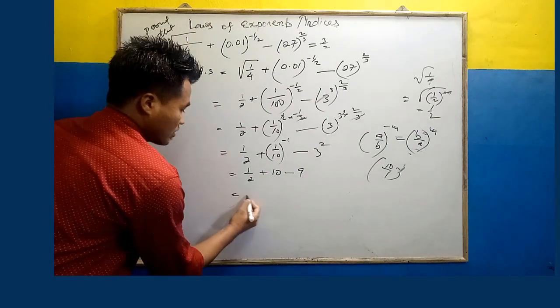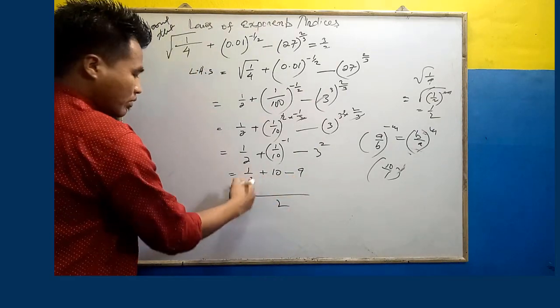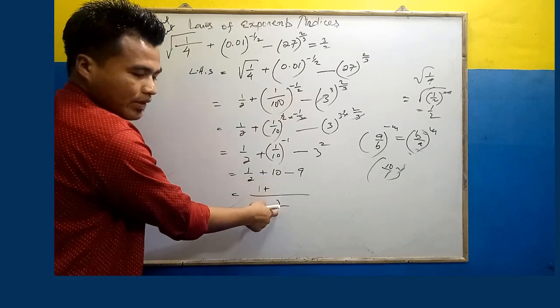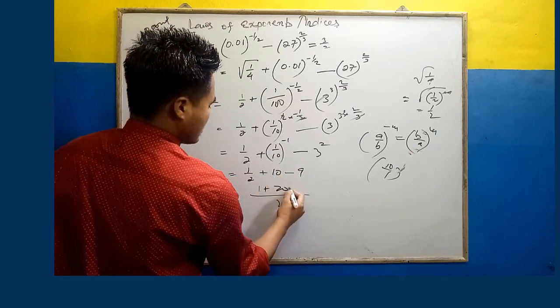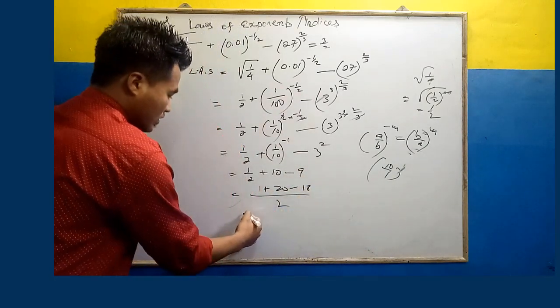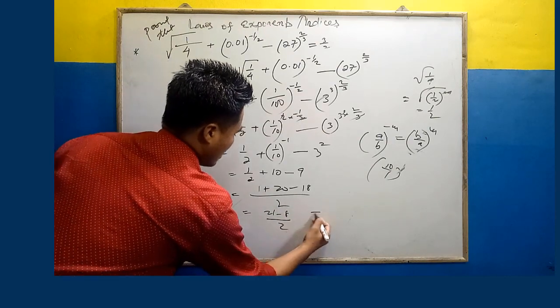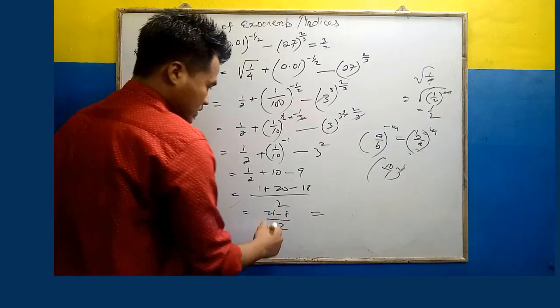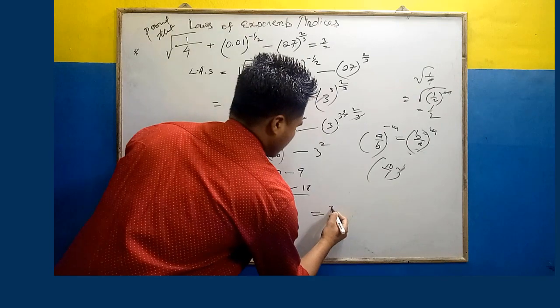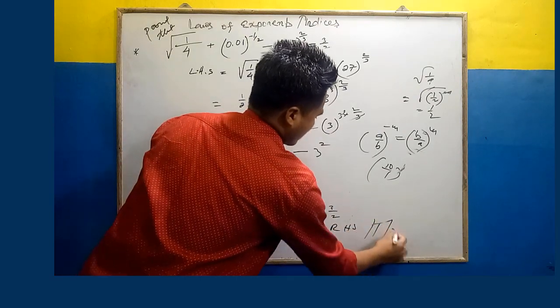I hope you understand. So now take the LCM. 2, 1 and 1, the LCM is 2. 2 divided by 2 the answer is 1. 1 into 1 is 1. Plus 1 divided by 2 the answer is 2, 2 into 10 the answer is 20. Minus 1 divided by 2 the answer is 2, 2 9s are 18. So the sum of this: 20 plus 1 is 21 minus 18, divided by 2, is 3 by 2, which is equal to RHS. Hence proved.